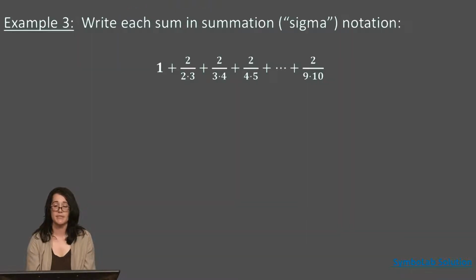Example 3 says, please write in summation notation 1 plus 2 over 6, but instead of writing 6, they've written 2 times 3. Interesting. Plus 2 over 12, but they've written 3 times 4. Plus 2 over 20, or 4 times 5, all the way until you get to 2 over 90, where 9 times 10 is how we're writing 90. Now you might be wondering, why are they writing it this way? We don't normally do that. Well, they're trying to give you a hint. They're trying to show you what the pattern is.